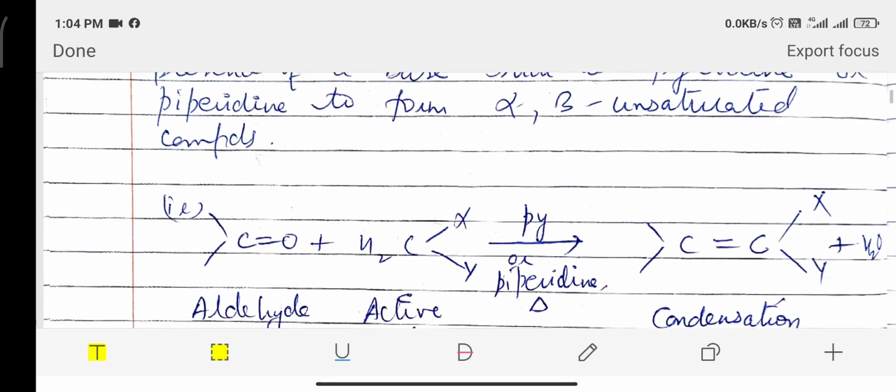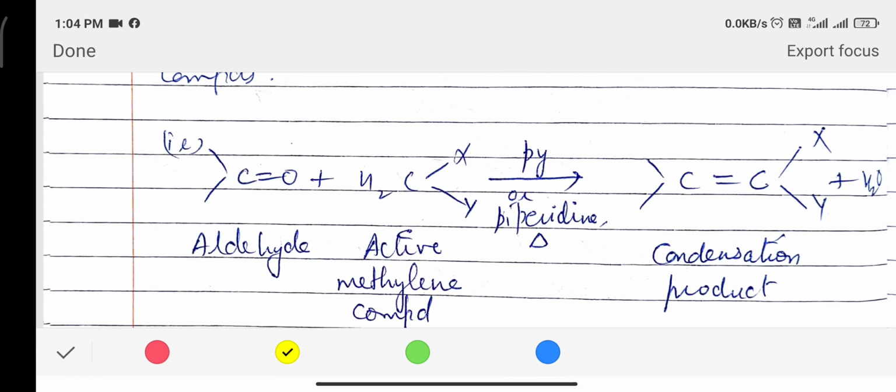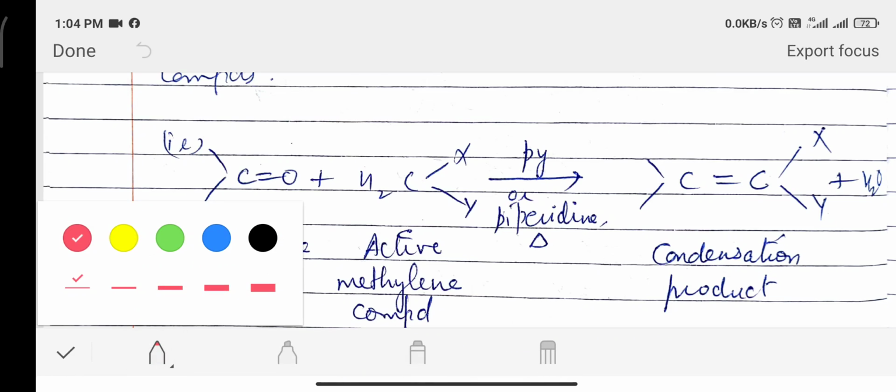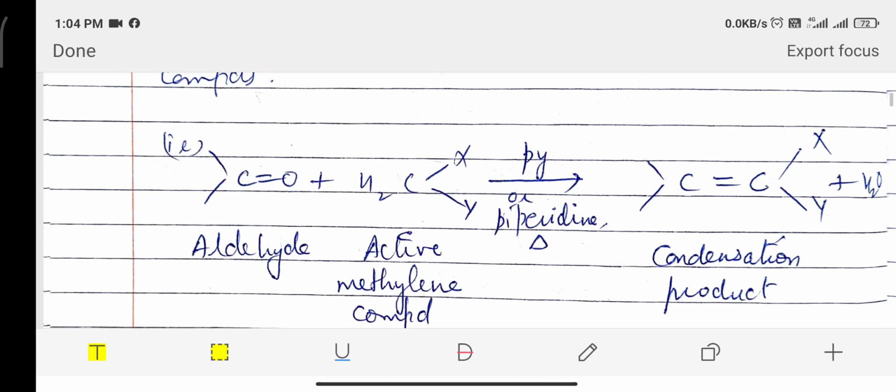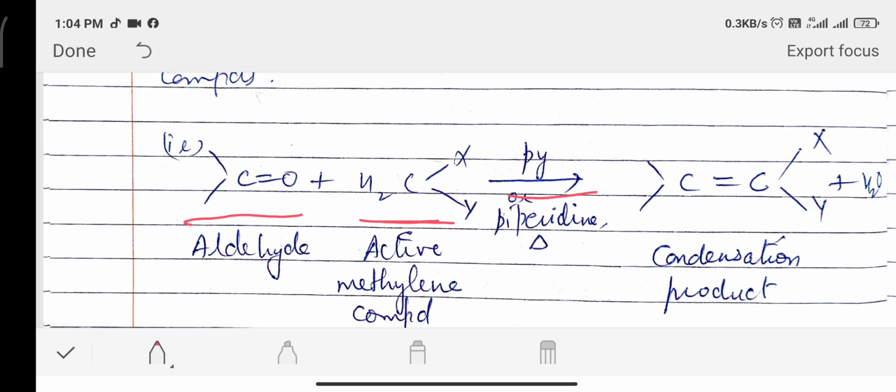So, in this, the aliphatic aldehyde or ketone reacts with an active methylene compound like this, in which a CH2 group is present and X and Y groups can be ester groups or other groups, as we already discussed in the definition. So in the presence of base, that is pyridine or piperidine, they give the condensation product, and a substituted alkene is formed.